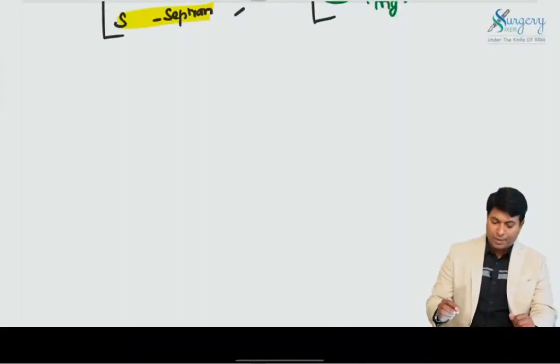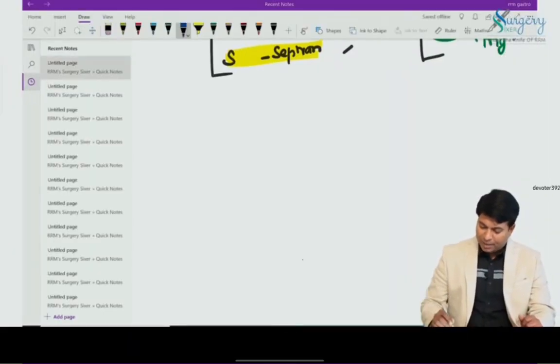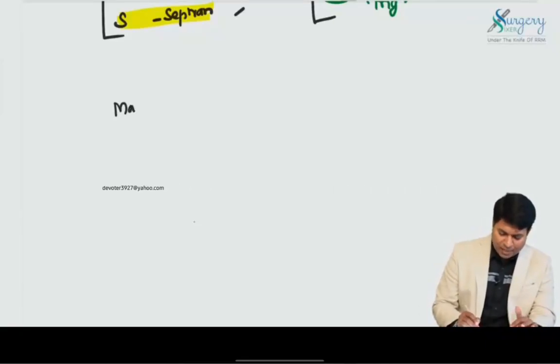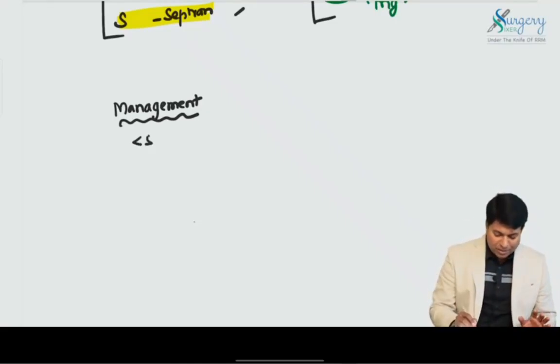Now coming to the dietary management of stones. How are you going to manage the stones? Management of stones up to 5 millimeter: we don't do anything. They will pass out, don't worry. Stones less than 5 millimeter need no treatment. They will come out. No need to worry at all.